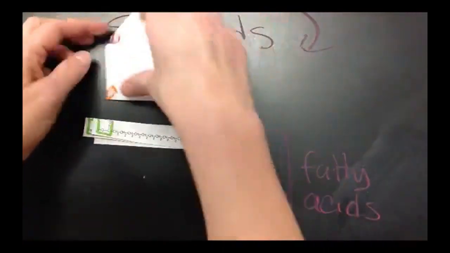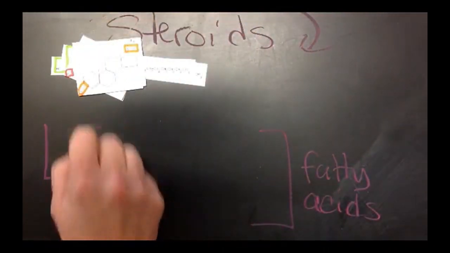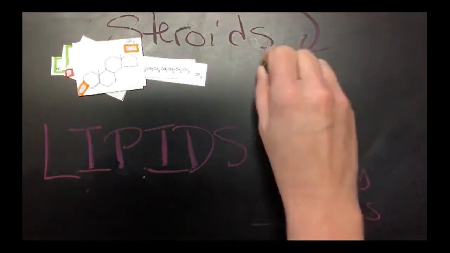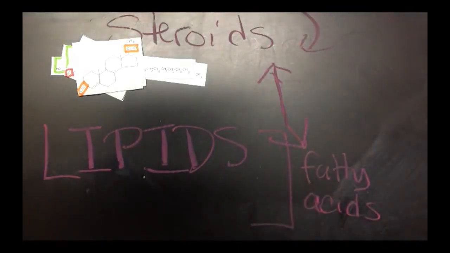But these are going to go into the same pile, and that pile is the category of macromolecule that includes steroids and fatty acids, and like I said, that is lipids. So steroids and fatty acids, those are both lipids. So stick those in a second pile.